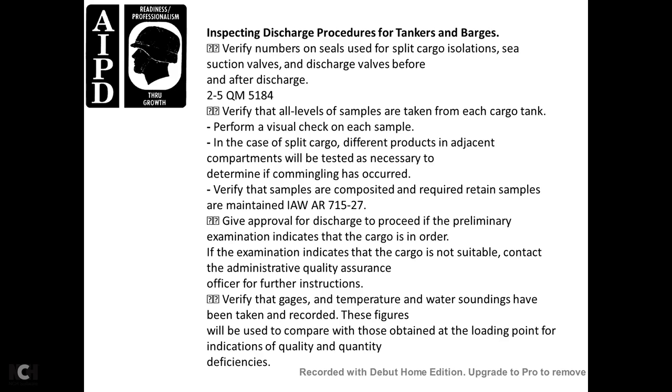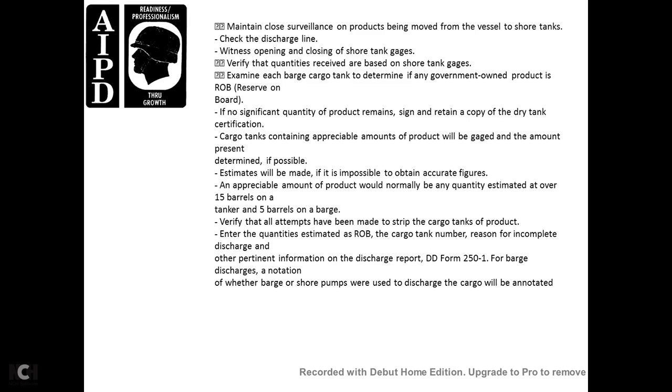If the preliminary examination indicates that the cargo is not suitable to contract requirements, notify administrative and quality assurance personnel and take no other action without further instruction. Verify that the gauge, temperature, and water soundings have been taken on record; the figures will be used to compare with those obtained at the loading point for indication of quality and quantity deficiencies. Maintain close surveillance of the product being moved from the vessel.